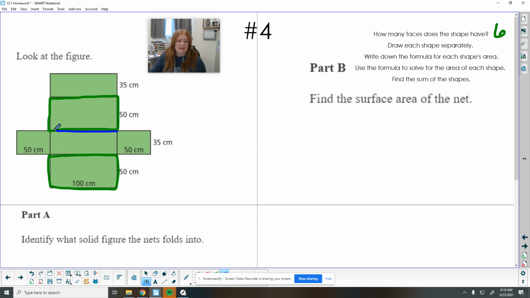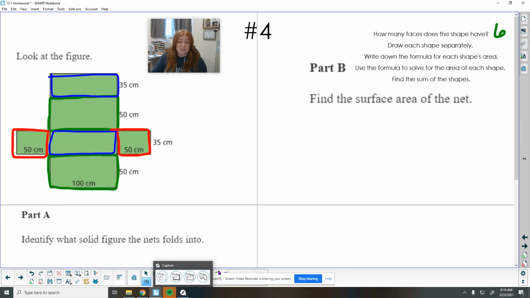I can see that the front and the back are the same, and I can see that the 2 sides are the same. So this one already has this net drawn for us, so we don't need to draw out each shape because it's already been done here. What we do need to do is identify each of the pieces and find their area.